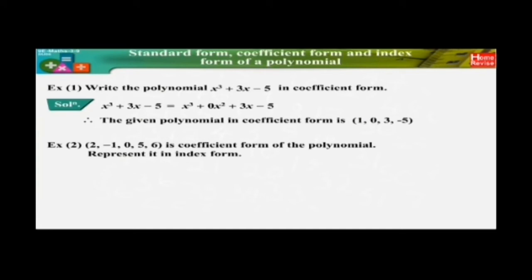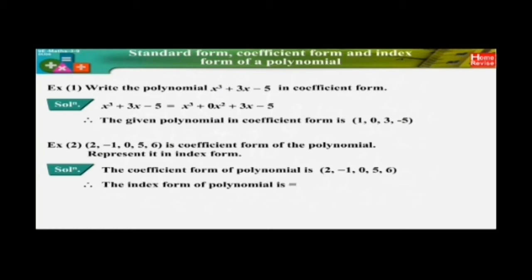One more example. If the coefficient form of the polynomial is given, represent it in the index form. The coefficient form of the polynomial is 2, -1, 0, 5, 6. Therefore, the index form of the polynomial is 2x^4 - x^3 + 0x^2 + 5x + 6. That is 2x^4 - x^3 + 5x + 6.